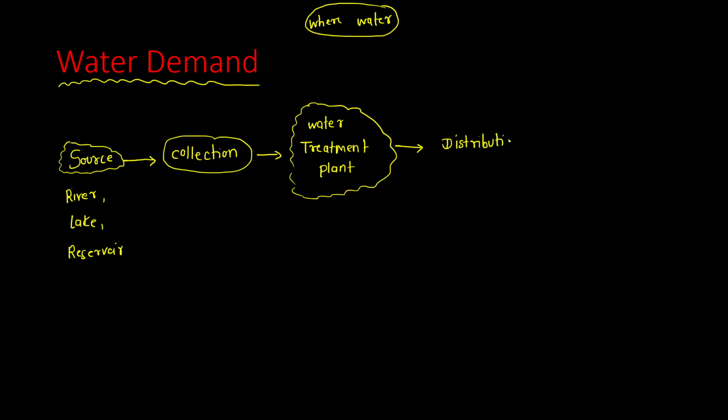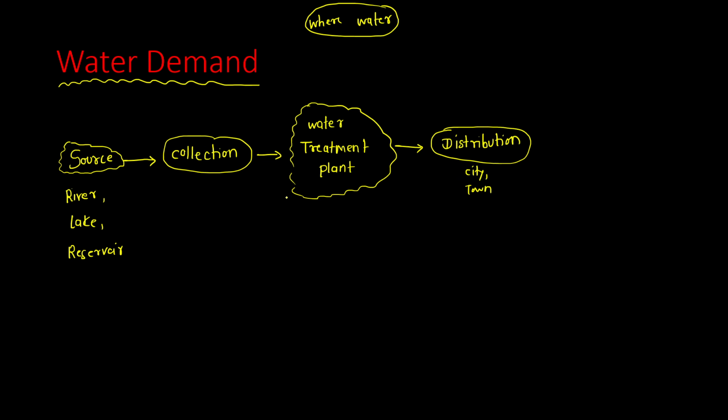Then the next stage is distribution of that water. So where is it distributed? It is distributed to the nearest city or town or whatever locality is present. So this is a tree diagram of the various processes that occur before the water reaches our home.